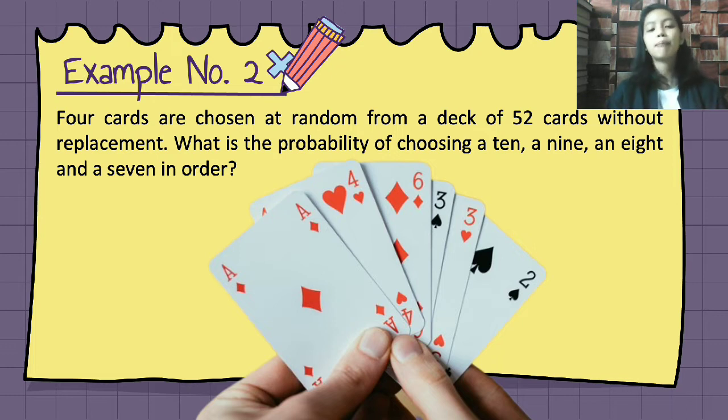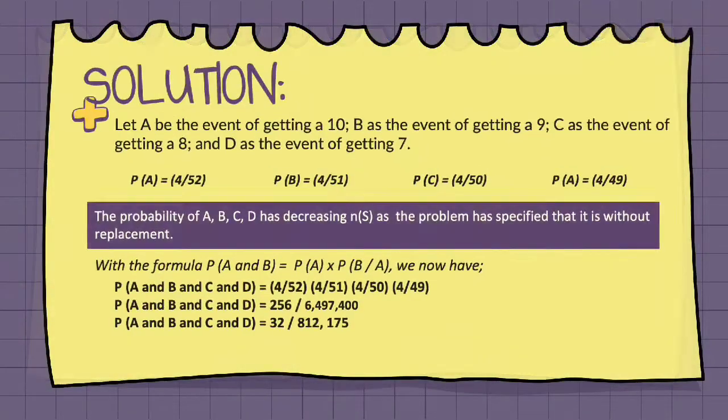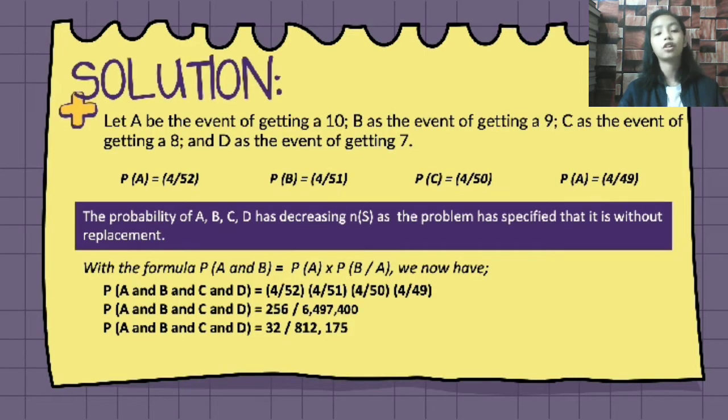The second example problem that we need to solve is: 4 cards are chosen at random from a 52 deck of cards without replacement. What is the probability of choosing a 10, a 9, an 8, and a 7 in order? Just like the first problem, you can pause the video to solve it yourself. In solving this problem, we will have to get our representations: A is the event of getting a 10, B is the event of getting a 9, C is the event of getting an 8, and D is the event of getting a 7.